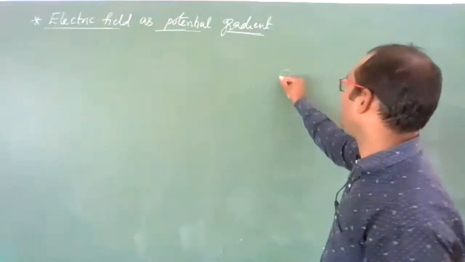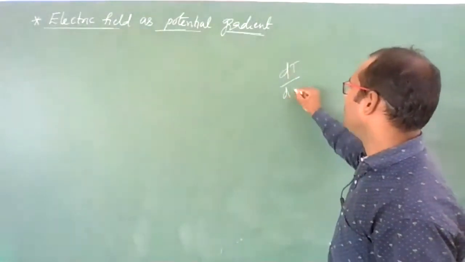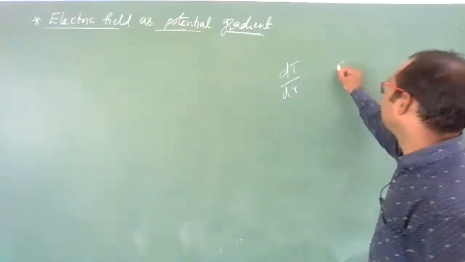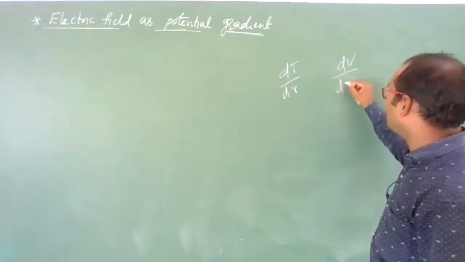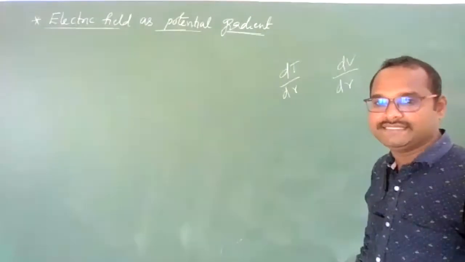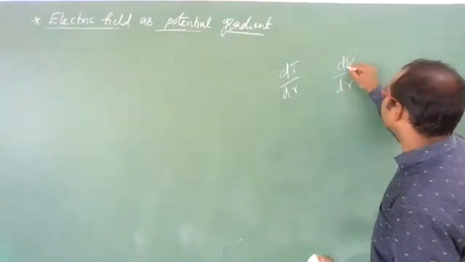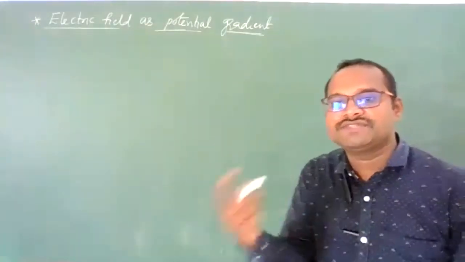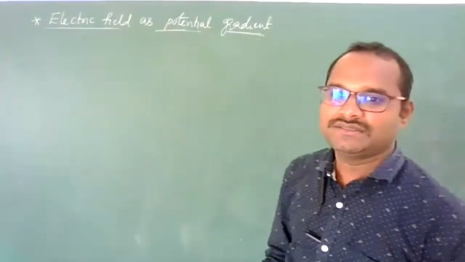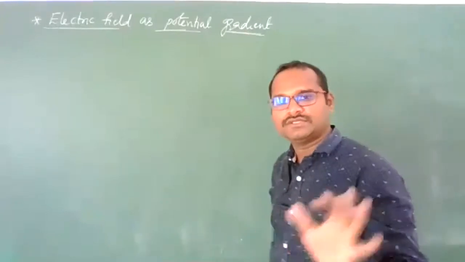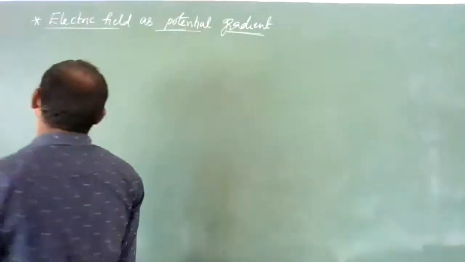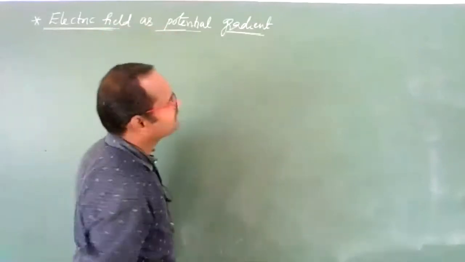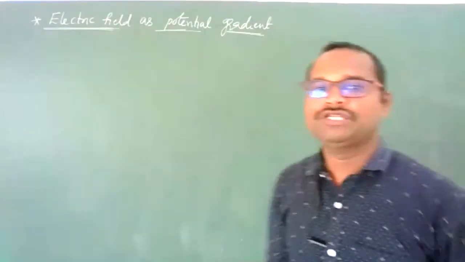dT by dr, you call it as temperature gradient. dV by dr, we call it as velocity gradient, if v is velocity. If any physical quantity is changing with respect to distance, then we call it as gradient. Remember like that. We need to show that electric field is negative of potential gradient.